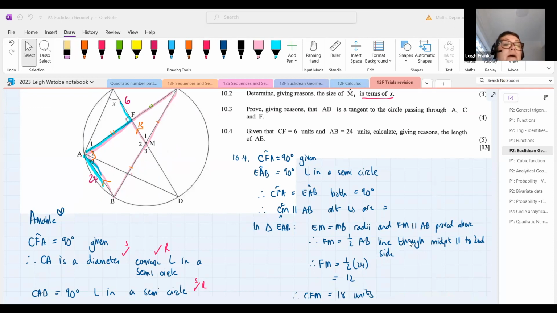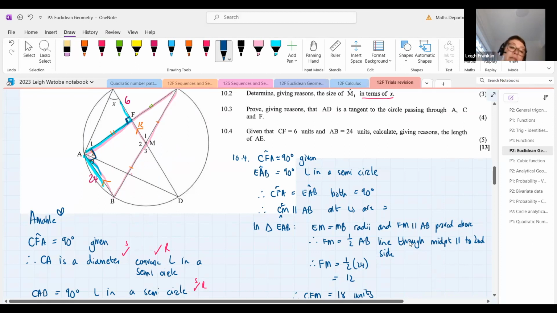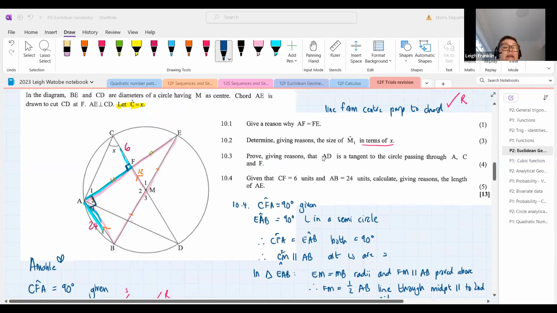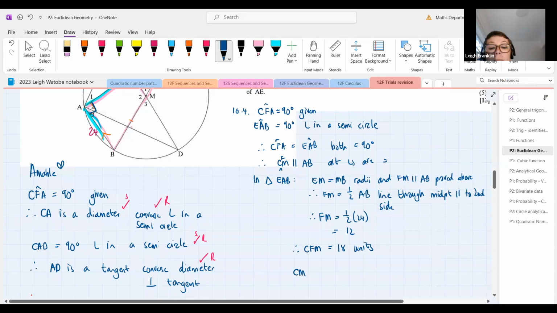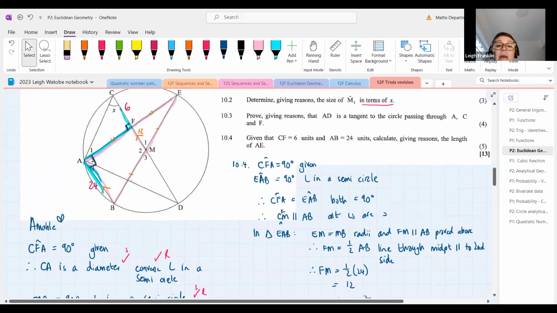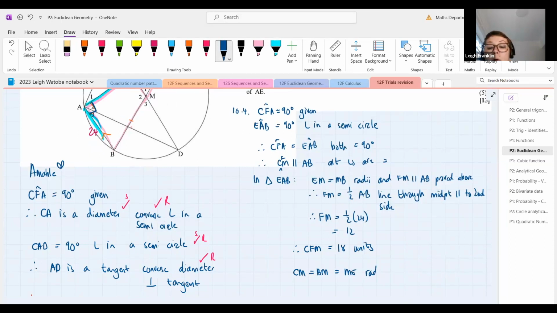Okay, so this angle over here is 90. That was given. This angle over here is 90 because of angle in a semicircle. So CFM is parallel to AB because alternate angles are equal. Now in triangle EAB, I'm doing line through midpoint parallel to second side. So I've got EM equals MB, they're radii. FM is parallel to AB, proved above. So FM is half of AB, line through midpoint parallel to second side, so FM is 12. So CFM is 18. That is a radius. So CM equals BM equals ME, because they are radii.